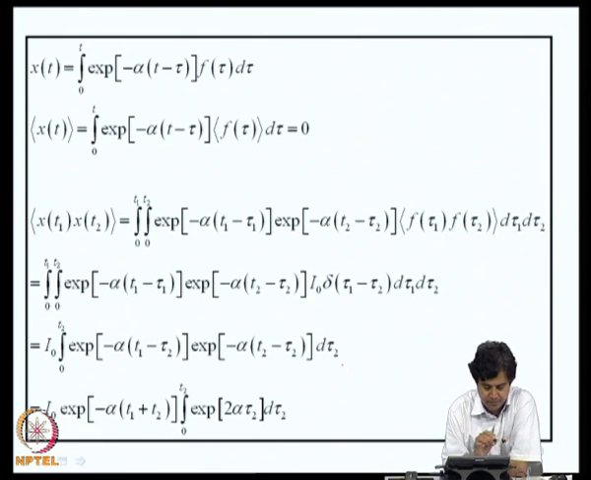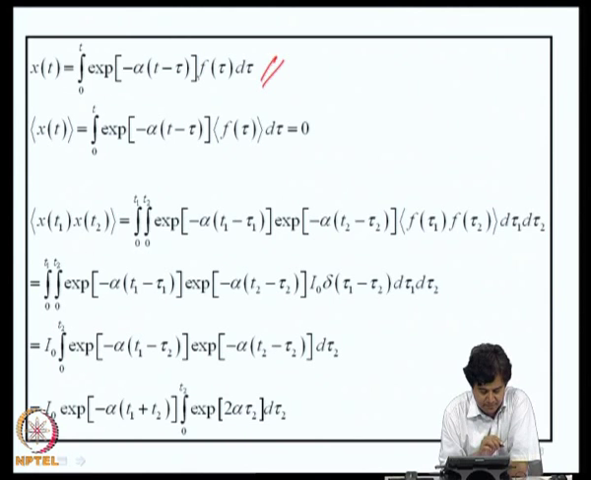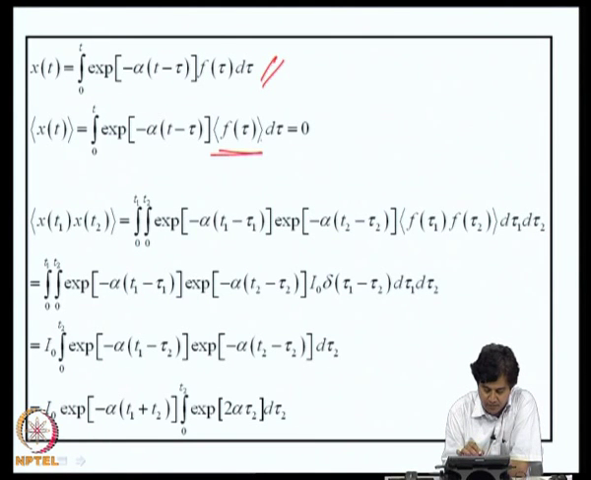Now, I have the input output relation in time domain given by this expression. F of t, as you know, is a zero mean Gaussian white noise random process. So, we will consider the expected value of x of t. This will be the expectation of this integral, and if we now take the expectation operator inside, it will operate on f of tau d tau, and this we know is 0. Therefore, the expected value of x of t is 0.